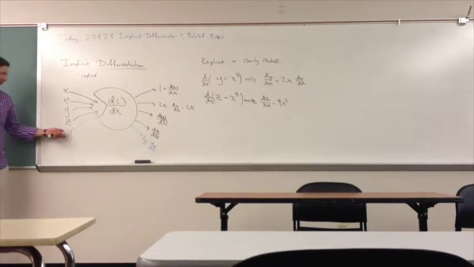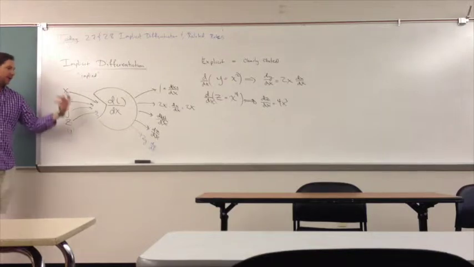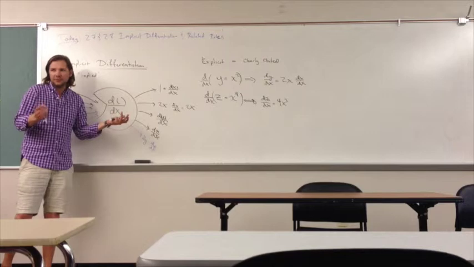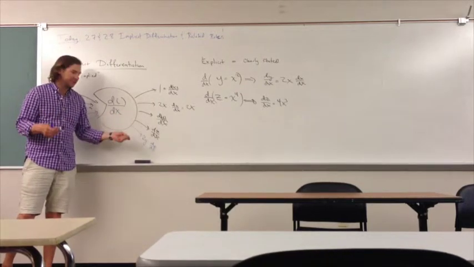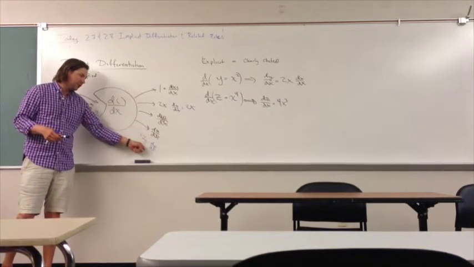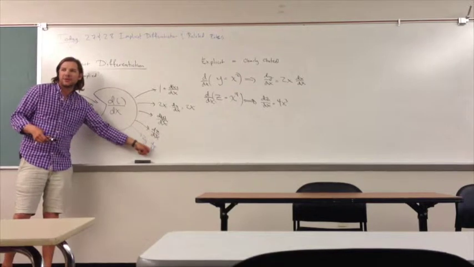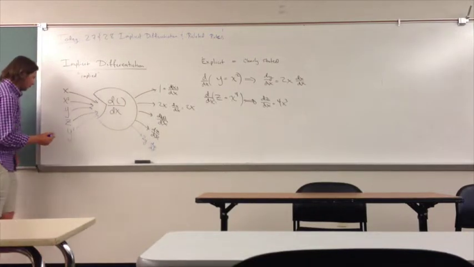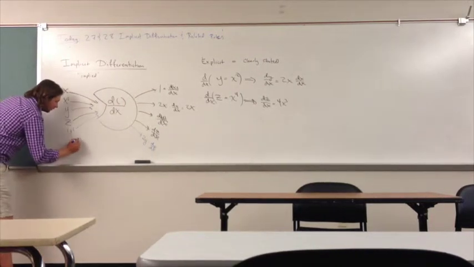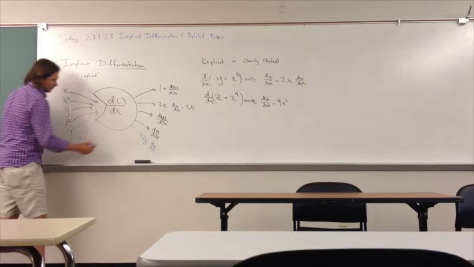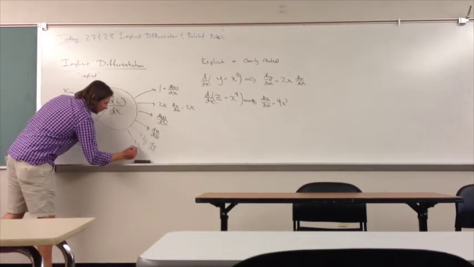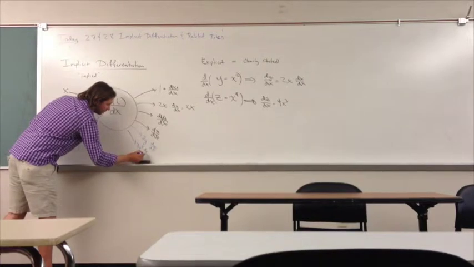So for y squared, it spits out 2y, which is the derivative of the outside function. You're assuming y is like the outside function, so the derivative of the outside function is 2y, and then you multiply by the derivative of the inside function, which is dy dx. What if it equals y cubed? 3y squared dy dx.